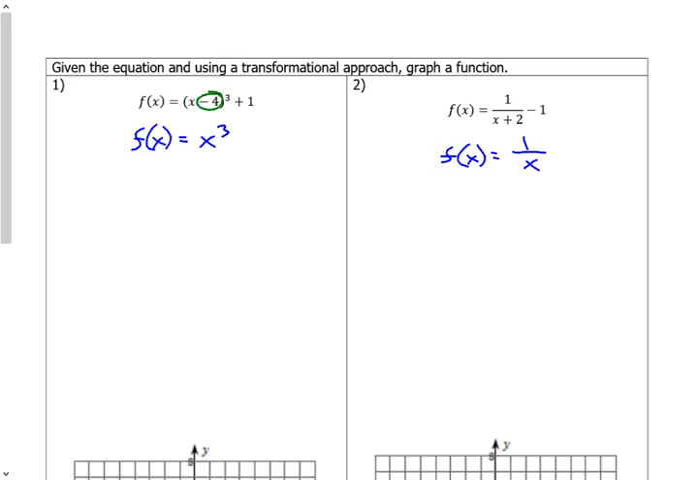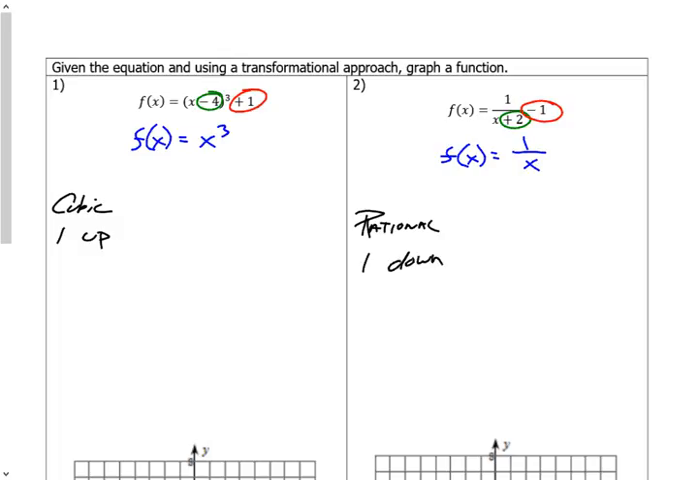I added this number directly next to the x, and I added this number which was kind of on the outside of the function. Both of these values tell me the transformation. The green value tells me the left and right translation, how many left, how many right. And the red value tells me up and down. So in number one, this was a cubic function, and it went one up. In number two, this is a rational, and it went one down.